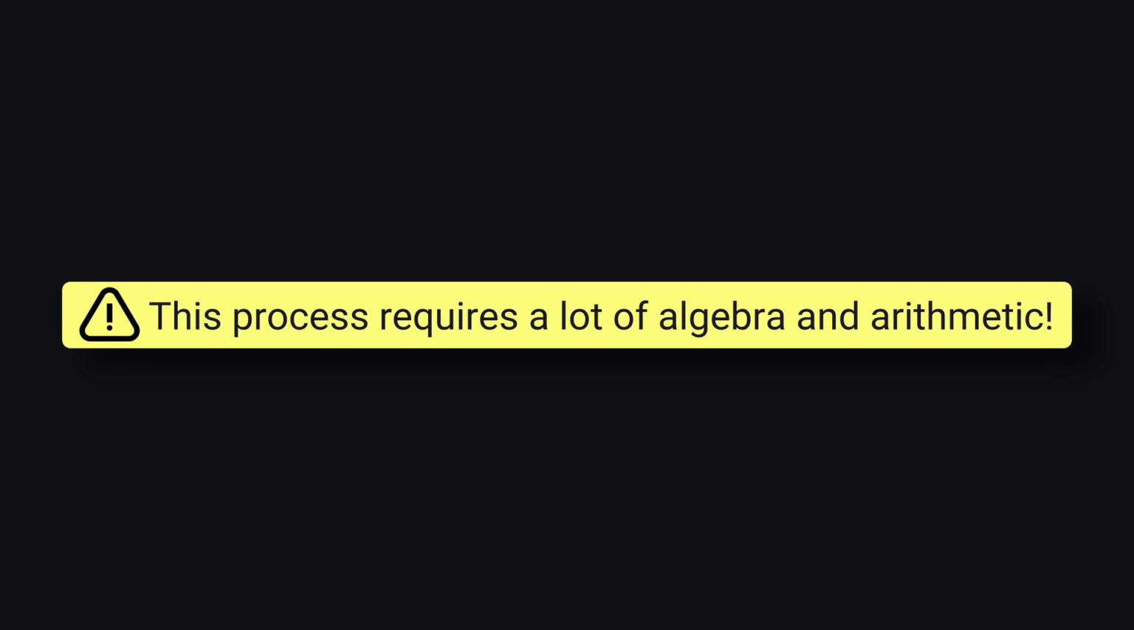the y value. Before we start our problem, it is important to understand that this process requires a lot of algebra and arithmetic. So throughout this video, and any future problems you may encounter, make sure to triple check your calculations, as doing something as simple as forgetting a negative sign can cause your final product to be incorrect.